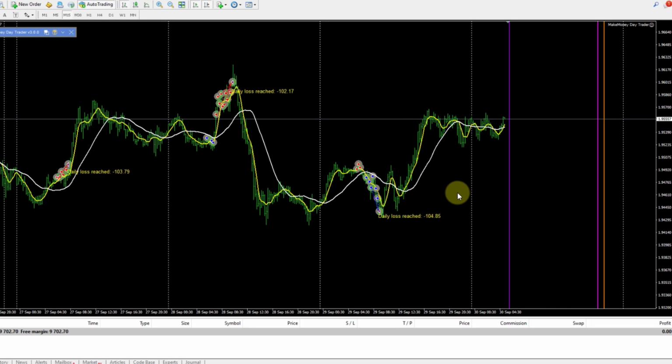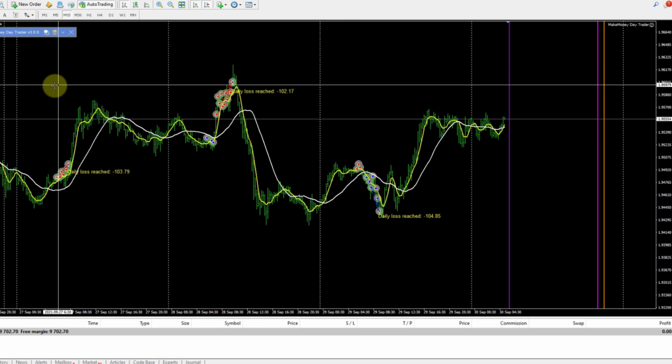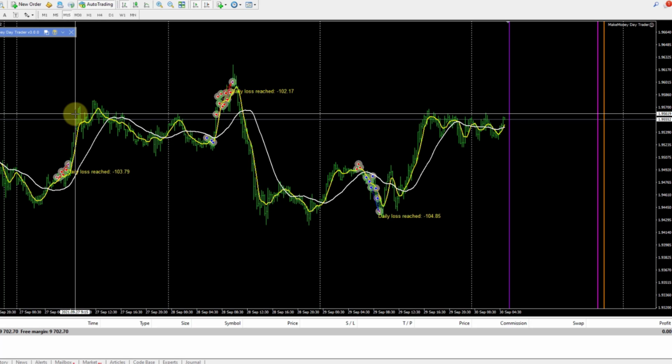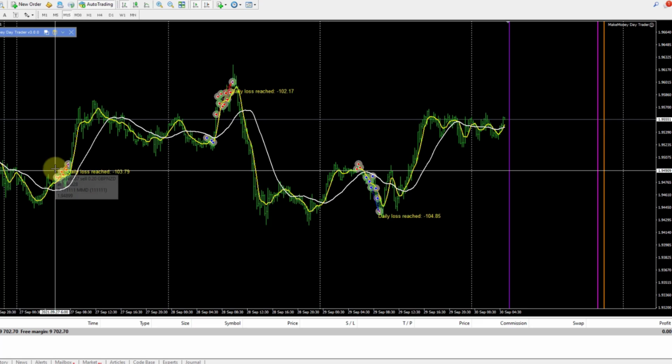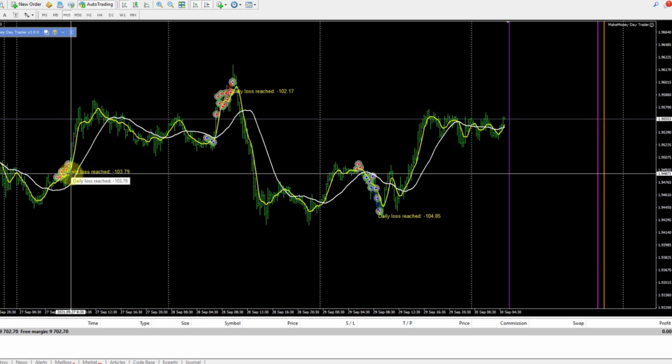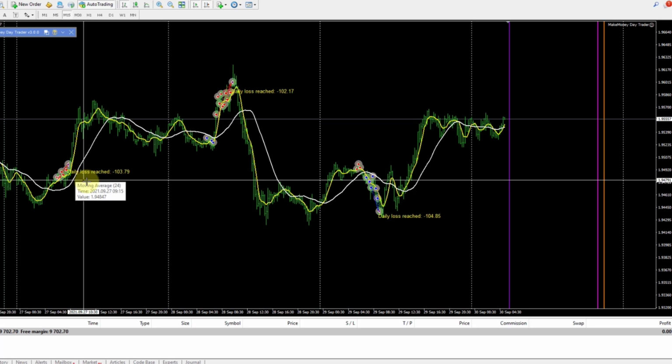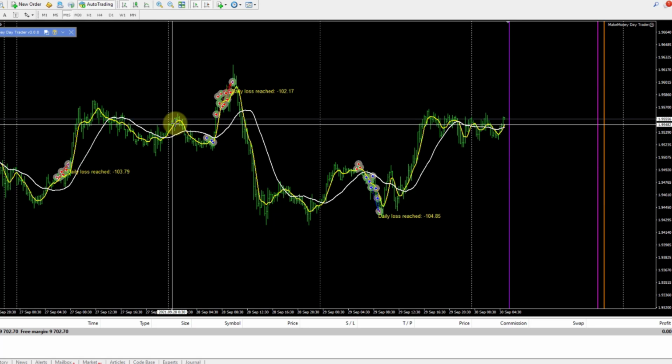Not a bad idea, but let's have a look at some of the trend changing times. So there's some clear trend changing times over here. That's clearly about four o'clock, and then later on it consolidated, and then later on, around about 8 o'clock, it started trending again. So that's for that day.